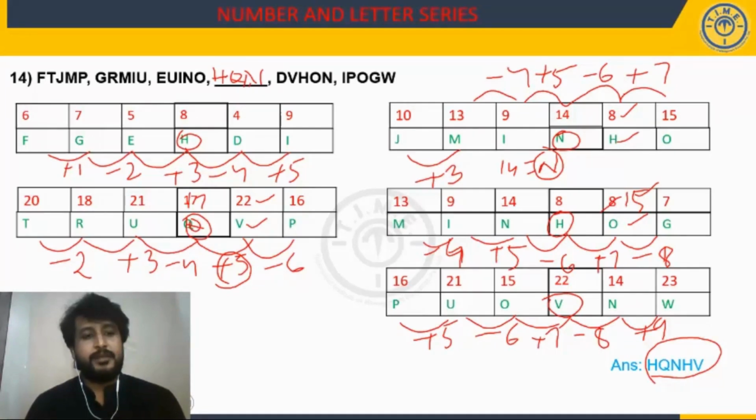Logic in the first letters: plus 1, minus 2, plus 3, minus 4, plus 5. Second letters: minus 2, plus 3, minus 4, plus 5, minus 6. Third set of letters: minus 4, plus 5, minus 6, plus 7. Plus 3, minus 4, plus 5, minus 6, plus 7. Fourth letters: minus 4, plus 5, minus 6, plus 7, minus 8. Fifth letter: plus 5, minus 6, plus 7, minus 8, plus 9. And the required answer is H Q N H V.